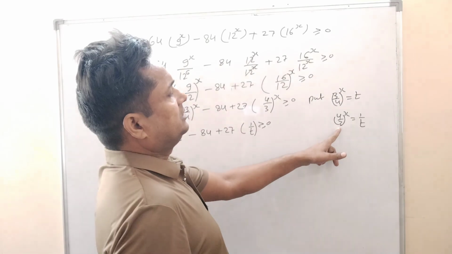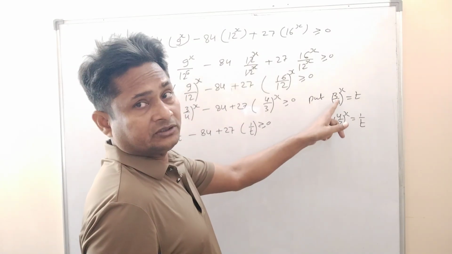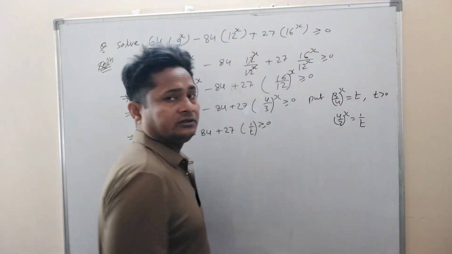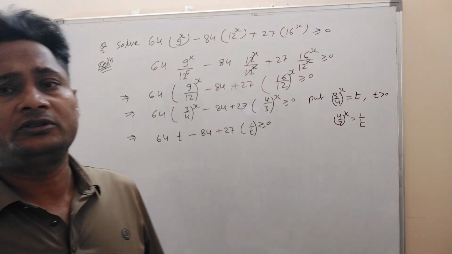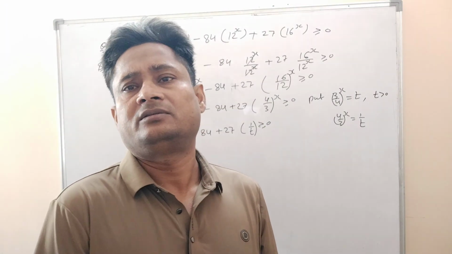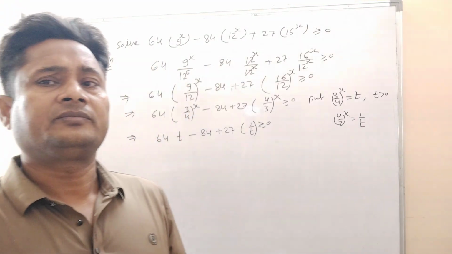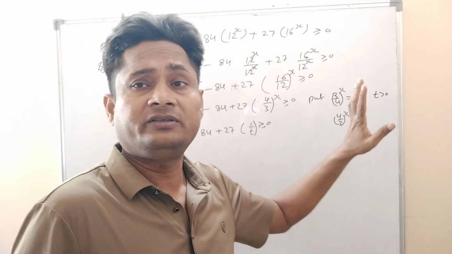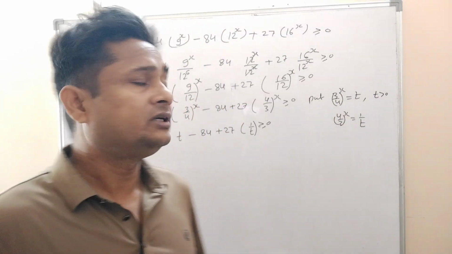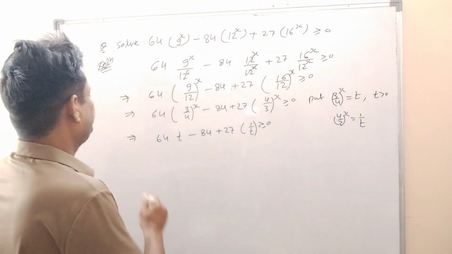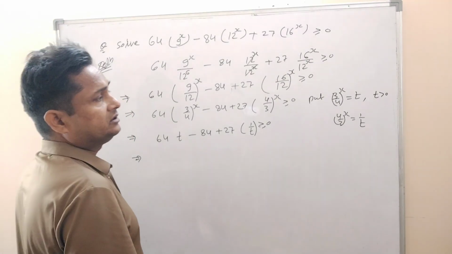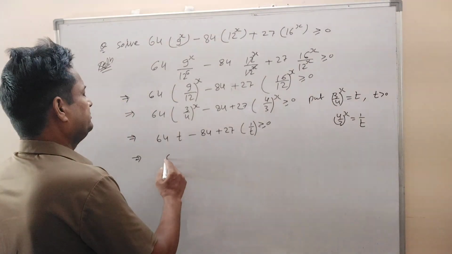And see here, the base is positive. So t is always what? t will always be a positive number. The base is positive, so if you put any value in the exponent, the value cannot be negative. So t must be a positive number. If t is a positive number, then you can multiply both sides by t.